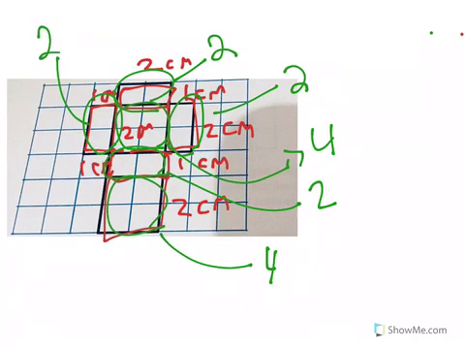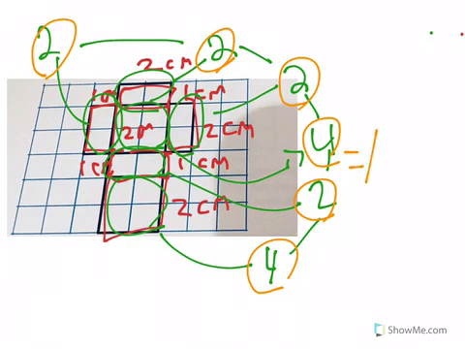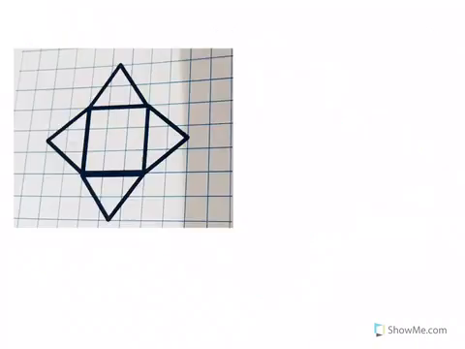Now, that's the area of each individual piece. Now we have to connect them all together, add them together. 2 plus 2 is 4, plus 2 is 6, plus 4 is 10, plus 2 is 12, plus 4 gives us 16 centimeters squared for the surface area of the entire shape, the entire net.